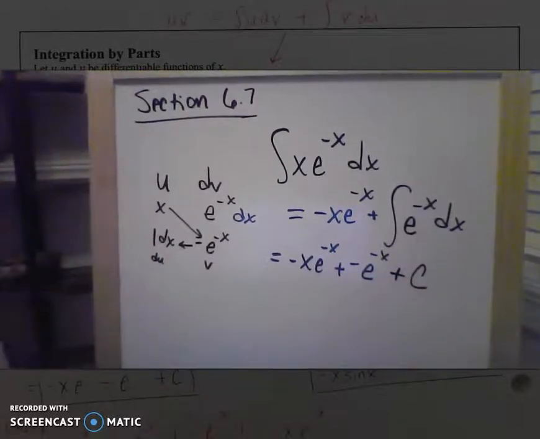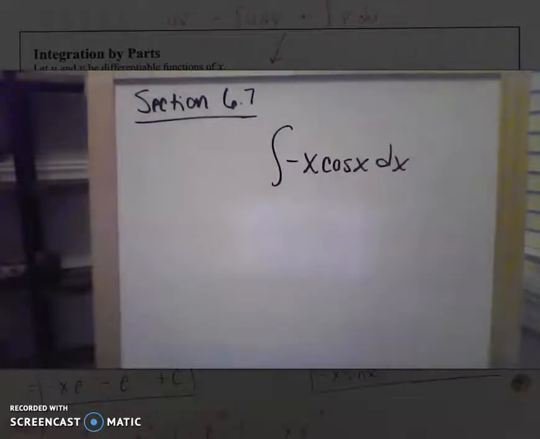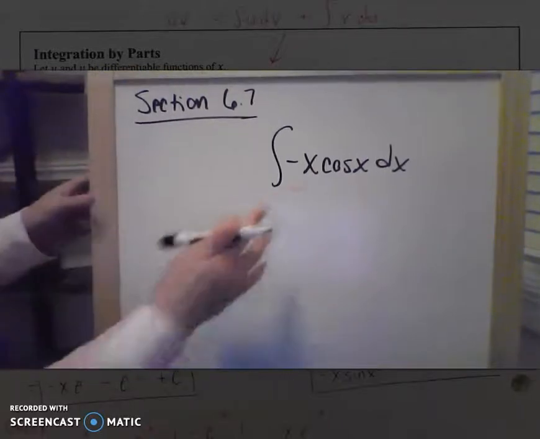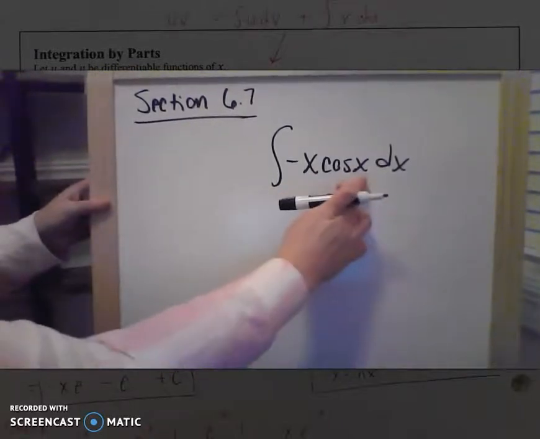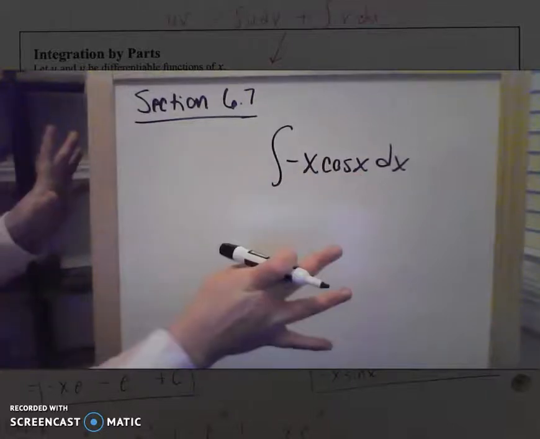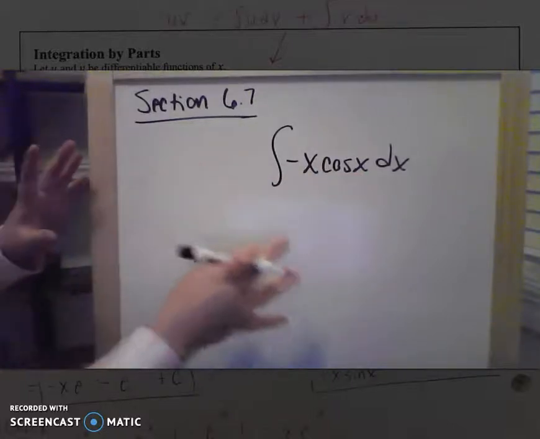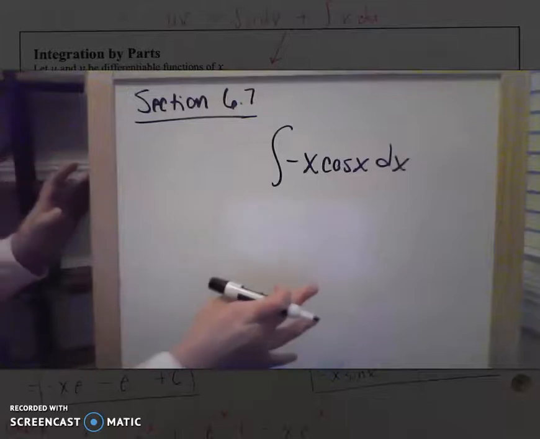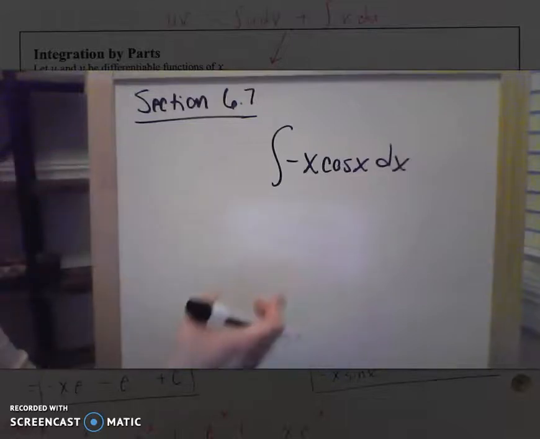So we solved that antiderivative using integration by parts. All right, let's try another one. So perfect situation. This is not one of your basic integration rules. It's not a substitution problem. If you tried substitution, you're only going to get back in the same situation you started with. So let's try integration by parts.